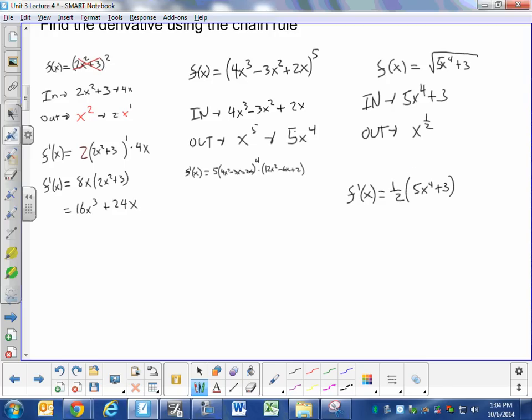So when I take the derivative of the outside, x to the 1/2, I get 1/2 x to the negative 1/2. Instead of x, we leave the inside. So derivative of the outside, leave the inside, times the derivative of the inside, that's 20x to the 3rd power. Then if you want to rewrite, to simplify, you can multiply the 20 and the 1/2 to be 10. You can leave the x cubed, and then you can write this as 5x to the 4th plus 3 to the positive 1/2, or root 5x to the 4th plus 3.